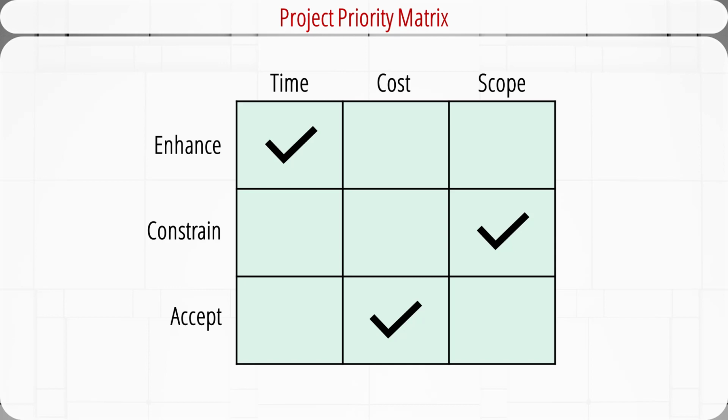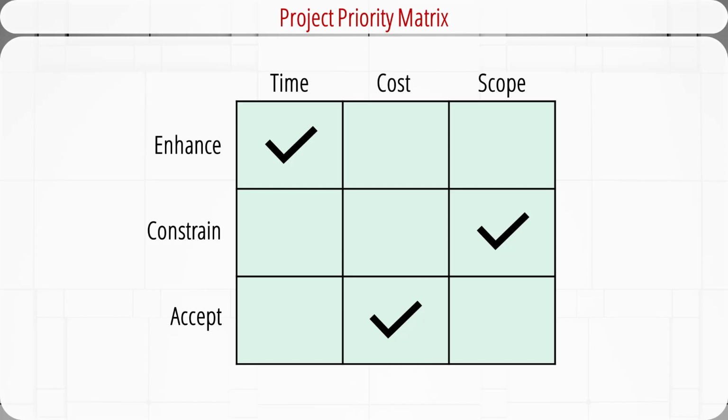Time is enhanced, which means the project manager should take advantage of every opportunity to shorten the project schedule. Cost is accepted, which means when trade-offs have to be made, it's acceptable to go over budget to make sure the quality of the project doesn't sacrifice.